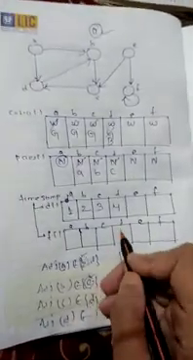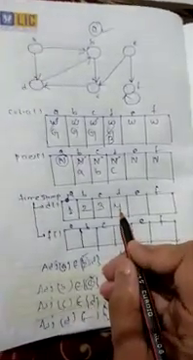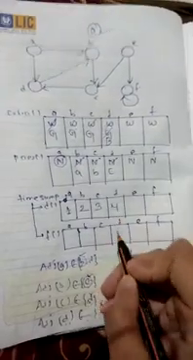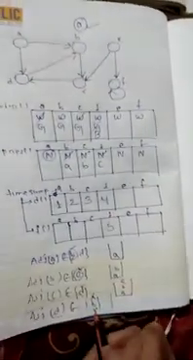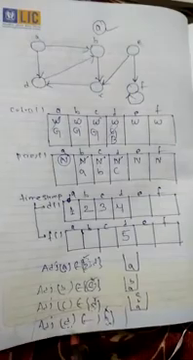Next, if D's work is over, what is the finishing time of the D? The next time unit after 4. At the 5th time unit, D will be finished. Clear? After the 5th time unit, D will be finished, because by D we cannot explore any new edges or new vertex. Then what is the next step?